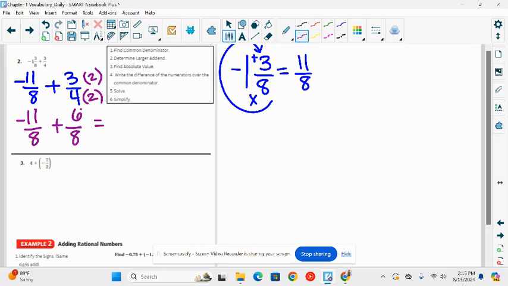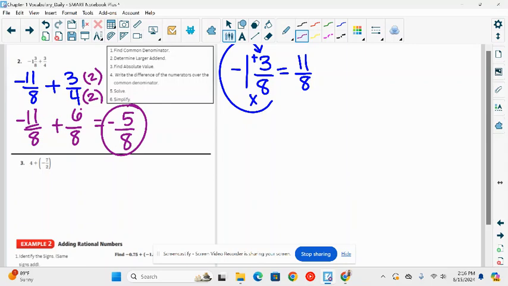They're different, so if they're different, we subtract. So 11 take away 6 is 5, -5/8, and my sign is negative because 11 has a greater absolute value than the 6. Good job.